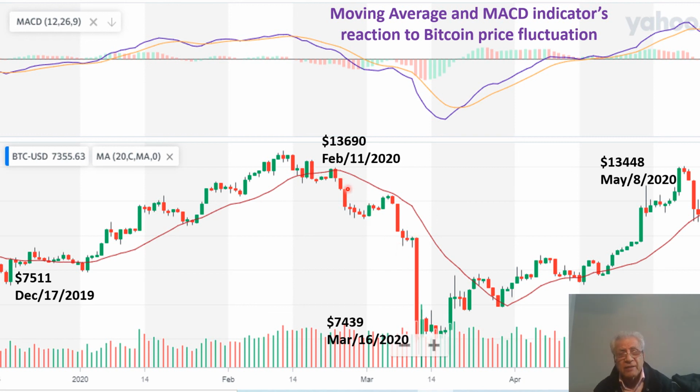that is a sign of a downtrend. And here, look, the MACD indicator shows the blue line is above the orange line all the time. So that's a sign of an uptrend all the way here. And from here, the blue line is below the orange line. So that's a sign of a downtrend.